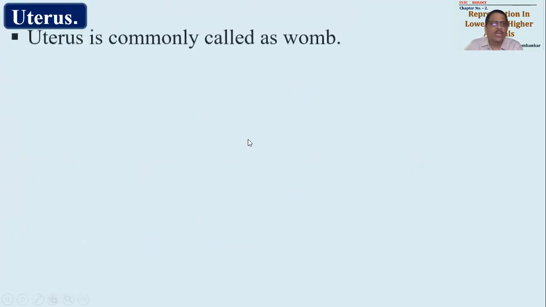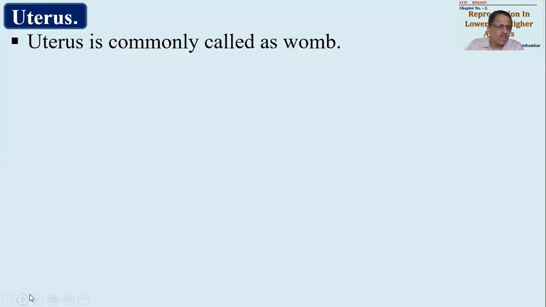Then we have to go for understanding the uterus. Now this is a new part. We had completed up to oviduct last time. This is a new part we have to understand. Now what is uterus? Uterus is commonly called womb.